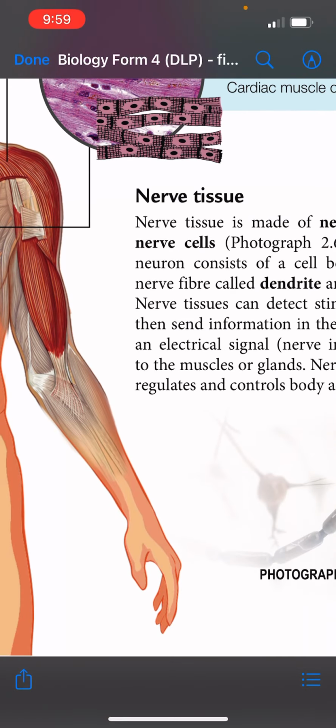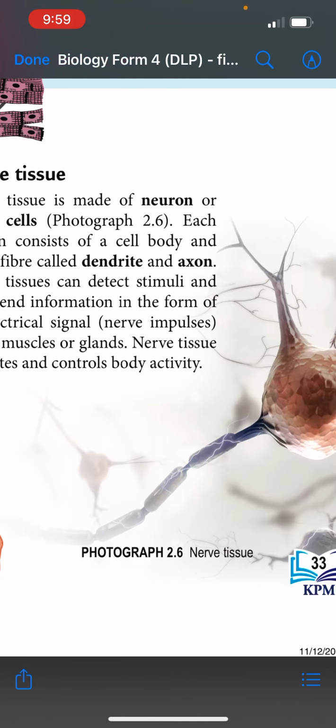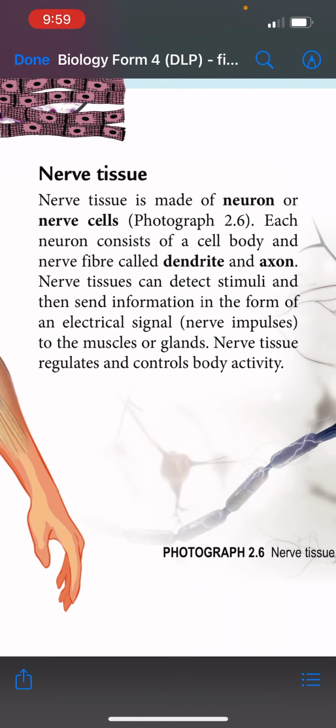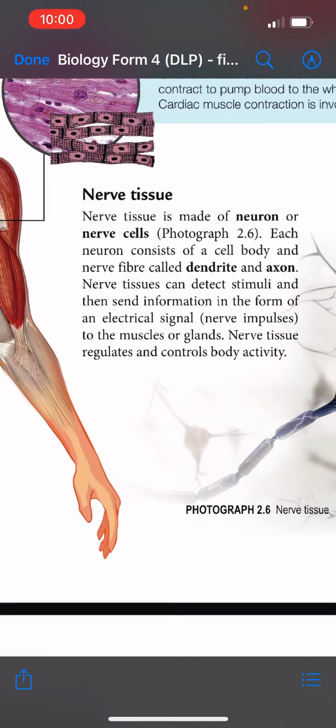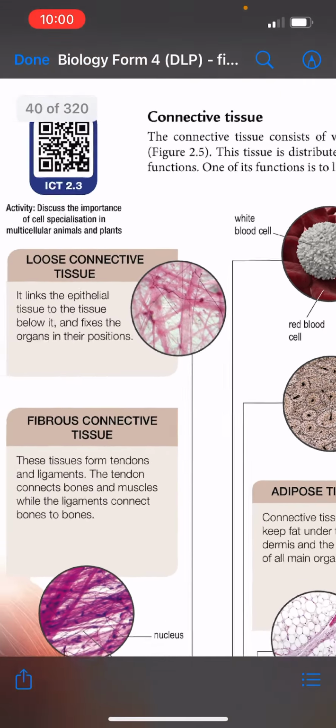Now nerve tissue. This one I bet you know already because you took IGCSE, most of you. So I hope you still remember this one. Neuron or nerve cells. There are 3 types: motor neuron, sensory neuron, interneuron. Or in other terms, you have afferent neuron, interneuron and also efferent neuron. Nerve tissue, I won't talk much about it because you already learned in detail.